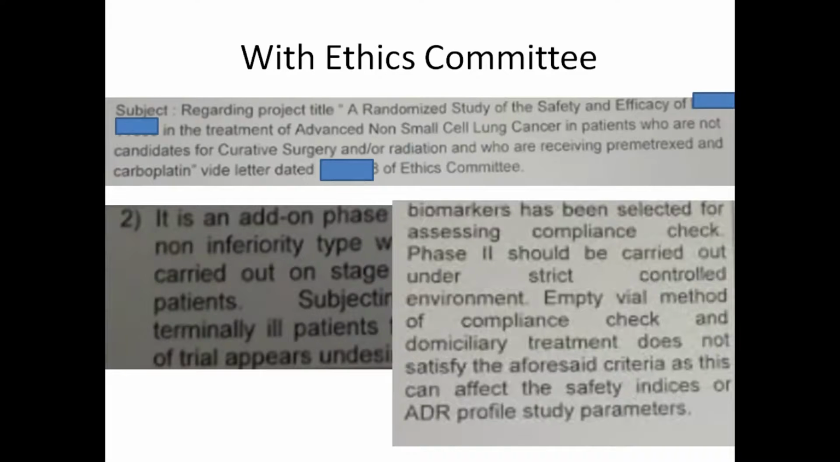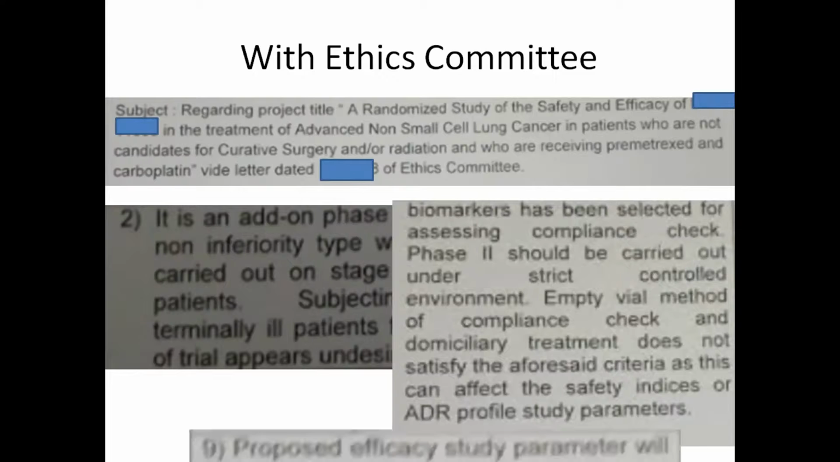So they told that you need to keep the patient admitted for the whole period of 3 months to run this trial, because you cannot do it on a domiciliary care. And this is something very tricky. Then the PI has to go back, talk to them and explain that this does not make sense, because this is a trial approved by the Drug Controller of India.